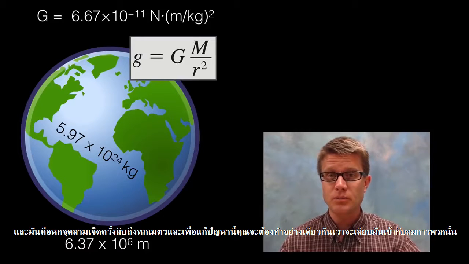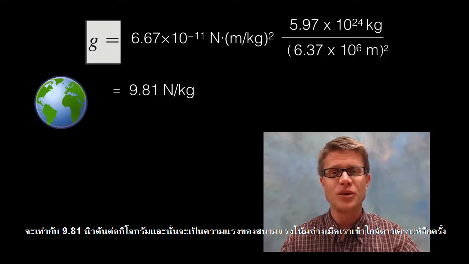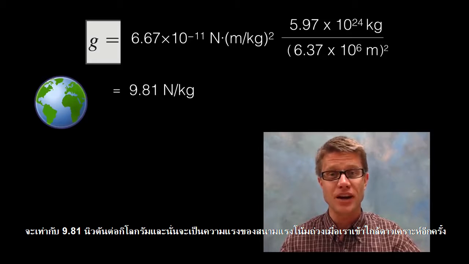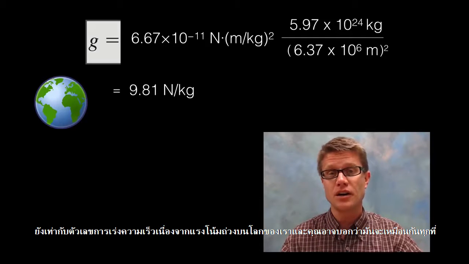And so to solve this problem, you're going to do the same exact thing. We're going to plug those values into those equations. And again, it's worth doing, but if you do this, you're going to get a value that you've seen before. The gravitational field strength is going to be 9.81 newtons per kilogram. And so that is going to be the gravitational field strength as we get close to the planet. Again, it's also numerically equal to the acceleration due to gravity on our planet.